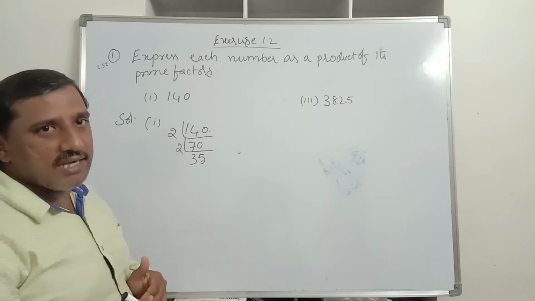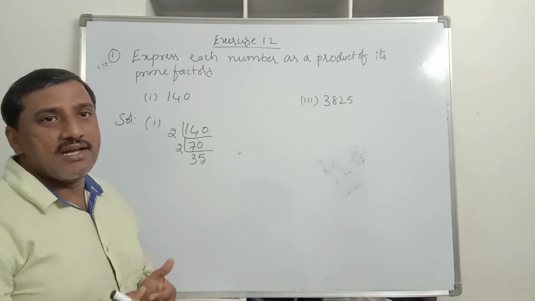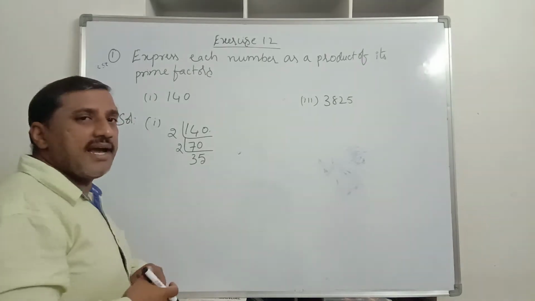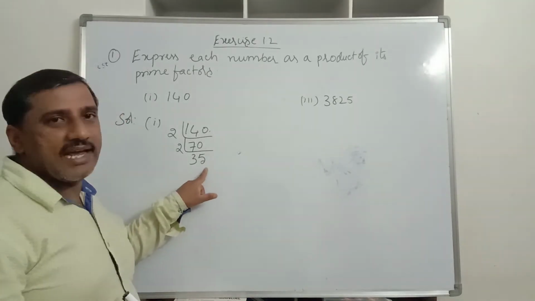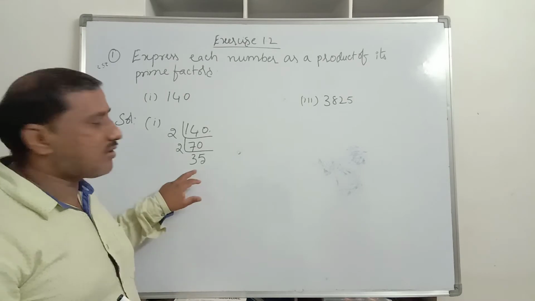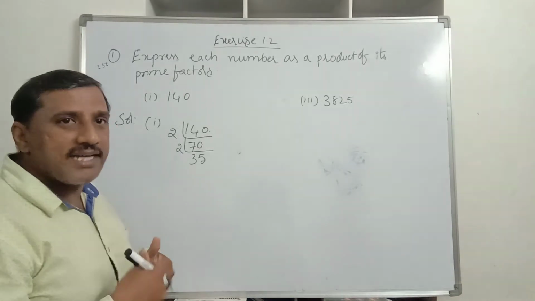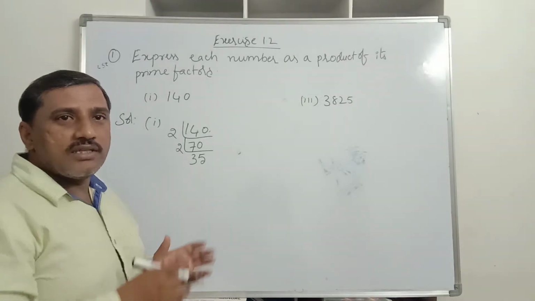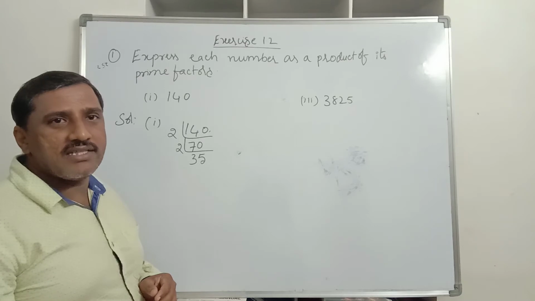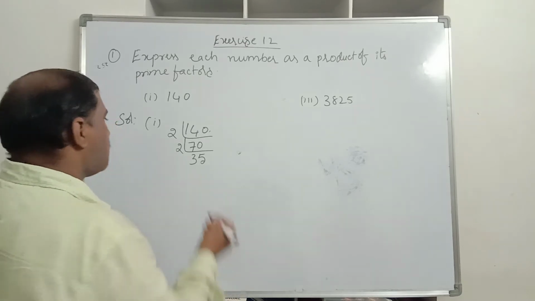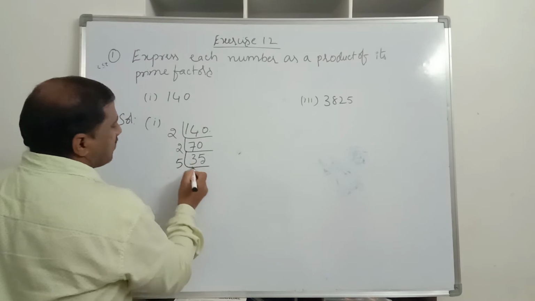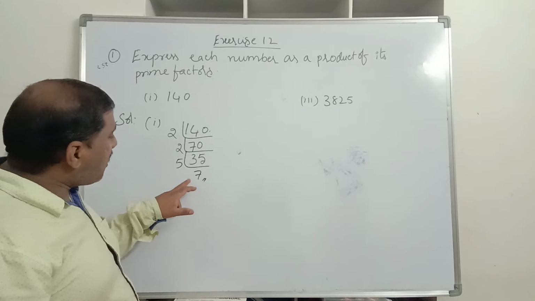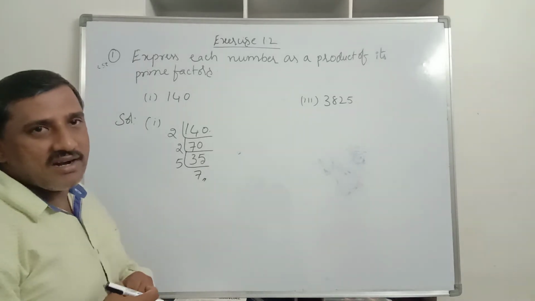Next test with 3. What is the divisibility rule for 3? If the sum of all the digits of a number is 3 or a multiple of 3, then that number is divisible by 3. 3 plus 5 is 8. 8 is not a multiple of 3, therefore 35 is not divisible by 3. The next prime number is 5. What is the divisibility rule for 5? If the units place is 0 or 5, then such numbers are divisible by 5. 5 sevens are 35. The last number we got is 7. 7 is a prime number. When the last number is a prime number, our prime factorization is over.